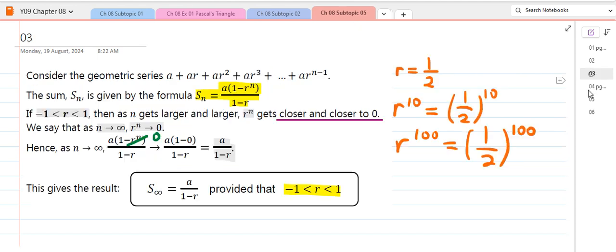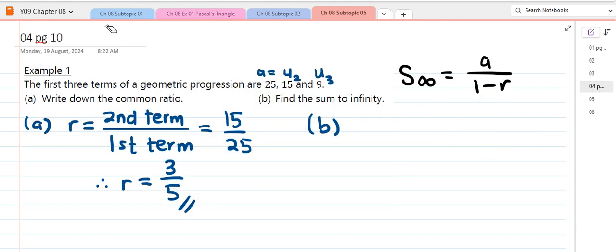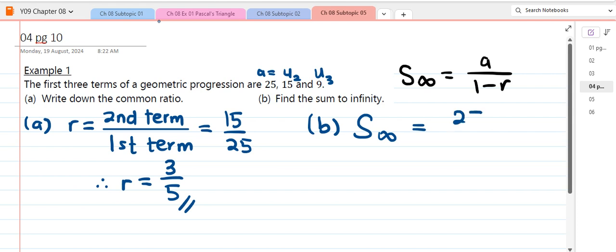So let's recap. a over 1 minus r, provided that r is between negative 1 and 1. So here, it is obvious that the r is between negative 1 and 1. So let's proceed with the sum to infinity. Sum to infinity equals 25 over 1 minus your r, which is 3 out of 5. So this one means it is 25 divided by 1 minus 3 out of 5, which will be 2 out of 5.